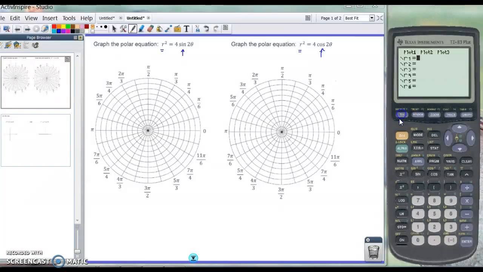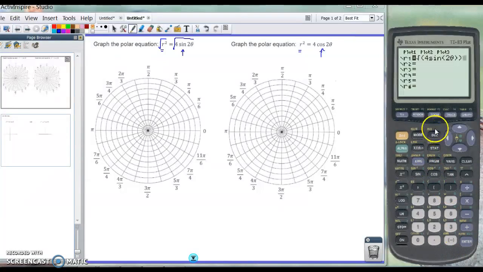Because we're in polar mode, our equations are going to be in the form of r equals, and so you'll see that on your calculator screen as well. The issue is that our equation is given to us as r squared. So when we put it in the calculator, we just have to take the square root of both sides. So I'm going to hit second x squared to get that square root function. And then I'll have 4 sine of 2 theta. Remember, theta is the same button as x when you're in polar mode. Make sure you close your parentheses.